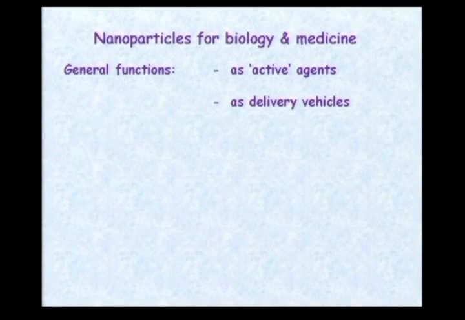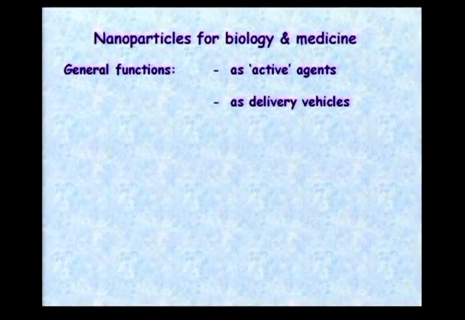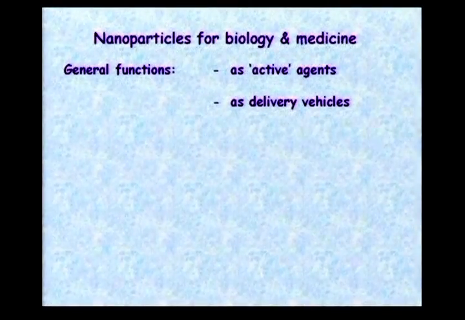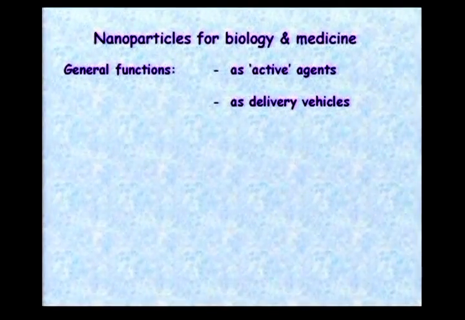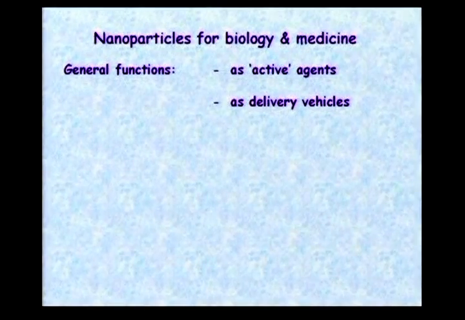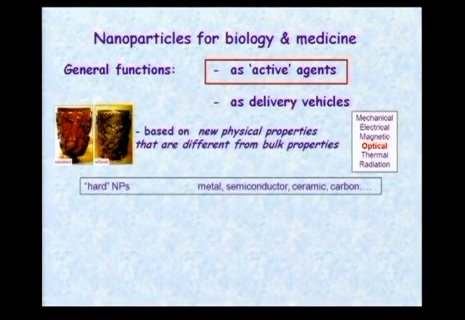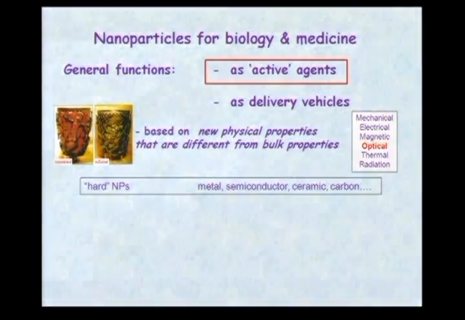So, if we look at nanoparticles for biology and medicine, what do they do? There are 2 basic functions. One is they can serve as active agents. They do something by themselves. And the other is that they deliver, like a pizza delivery. If you look at the active agents, this is based on the fact that if you take a given material, then one or more of the physical properties of that material may be very different from bulk material. This is illustrated by this very famous example.